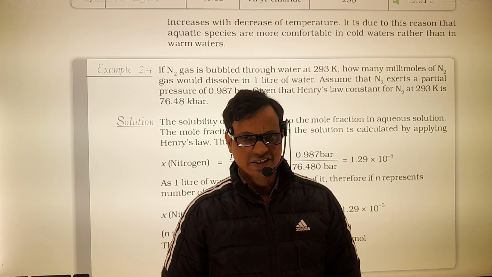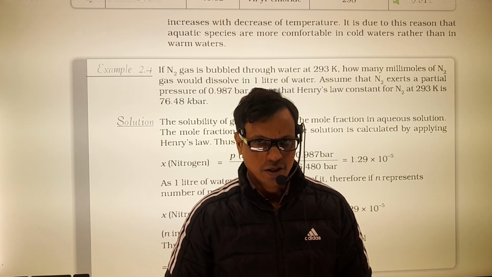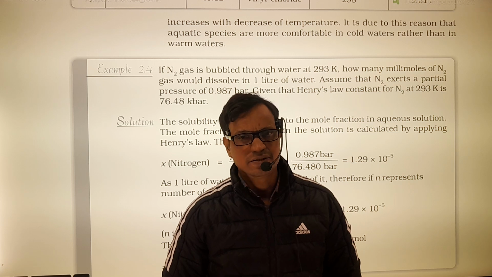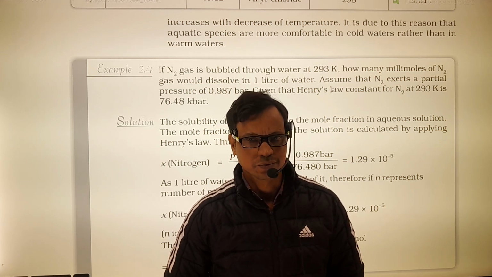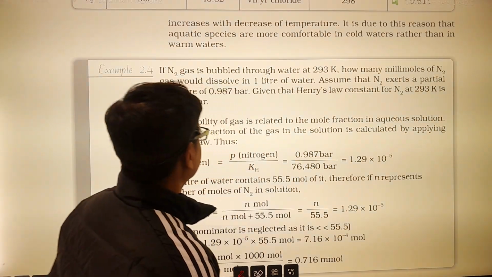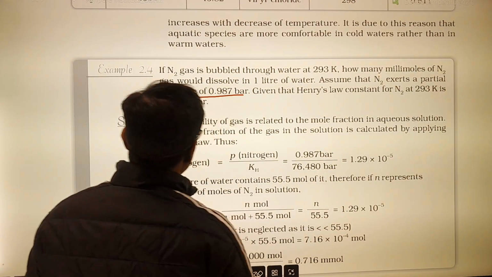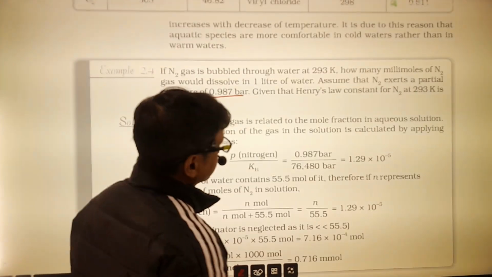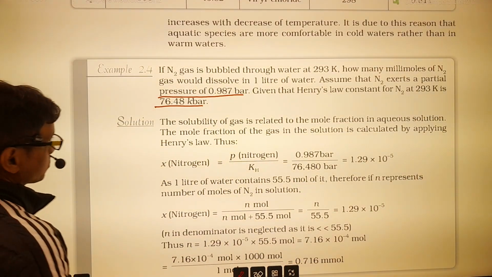This question is asked for 2 marks in the 12th board examination from the chapter Solutions, and here is how to write it so that you get 2 out of 2. Let's see. Here the partial pressure exerted by nitrogen has been given, and Henry's law constant has been given, and it asks for the number of moles of nitrogen. So let's see how to find it out.